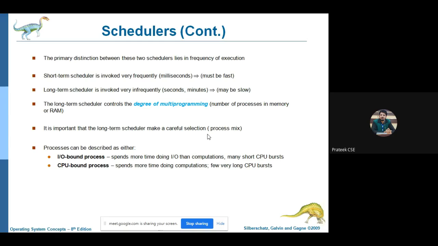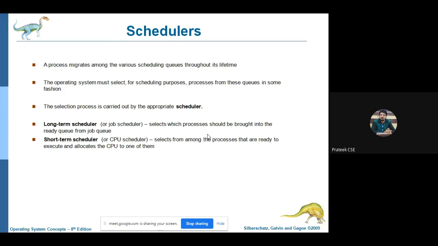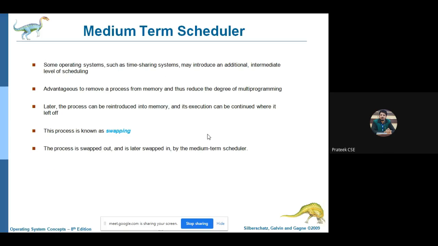So I hope the concept is clear to you. What is a long-term scheduler and what is a short-term scheduler? Long-term scheduler का काम new state से processes को pick करके ready state में भेजना, admit करना, and short-term scheduler का काम बहुत सारे प्रोसेसेस रैम में हैं, रेडी स्टेट में हैं, उन प्रोसेसेस में से किसी एक प्रोसेस को चूज करके पिक करके सीपीयू को एलोकेट कर देना. So this is the difference.